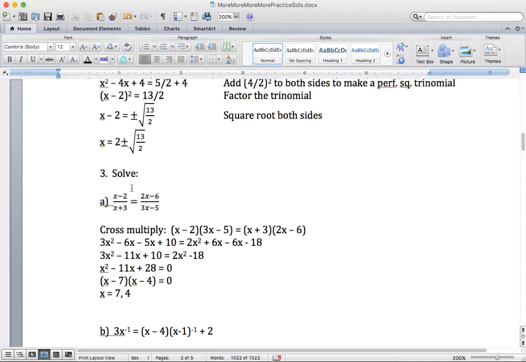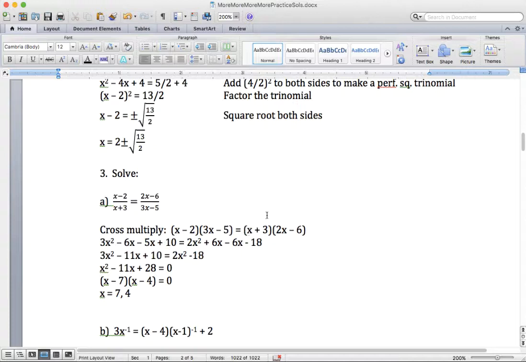Okay, number 3, solving. When we have this set up, we want to cross multiply, and we'll then get an equation which will end up being quadratic. So we have x minus 2 multiplied by 3x minus 5, and that we set equal to x plus 3 times 2x minus 6. When we work these through, we end up with x times 3x, or 3x squared, x times negative 5, which gives us negative 5x, 3x times negative 2 gives us negative 6x, and negative 2 times negative 5 gives us positive 10.